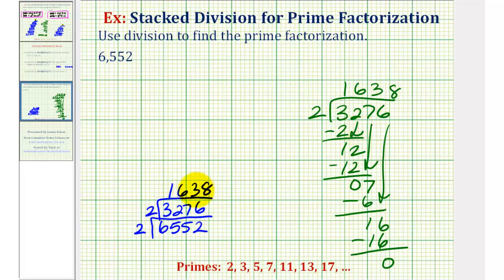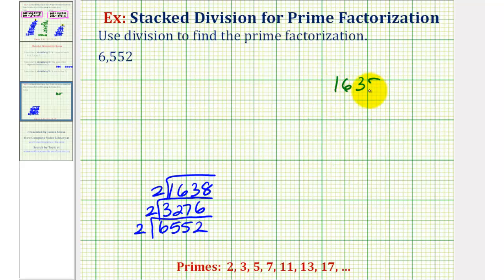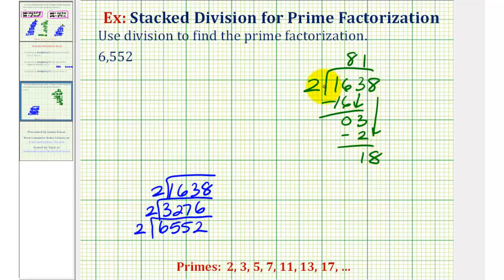So now we have 1,638. And again, this is still even, so we'll divide by 2 again. There are 8 2's in 16. 8 times 2 is 16. Bring down the 3. There's 1 2 in 3. 1 times 2 is 2. Bring down the 8. There are 9 2's in 18. 9 times 2 is 18, with a remainder of 0. Now we have 819, which is not even, which means it's not divisible by 2.